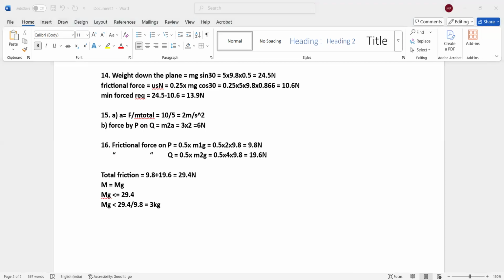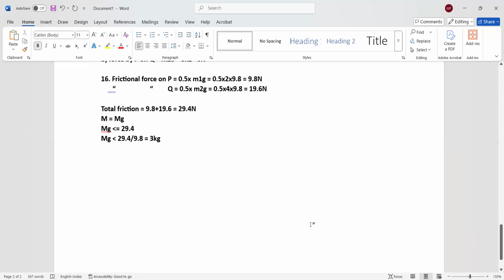17th question is, explain the role of friction in the case of bicycle brakes. What will happen if a few drops of oil are put on the rim? So when brakes are applied, friction between the brake pads and the rim will slow down the wheel. That is what happens. So if you're adding oil, it will reduce the friction. It will make it hard to stop the bicycle, increase the stopping distance.